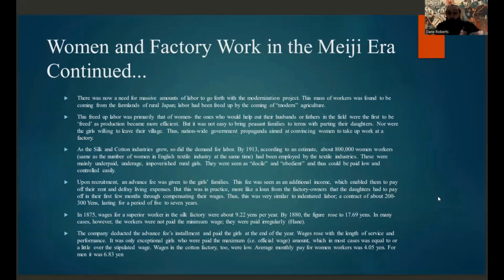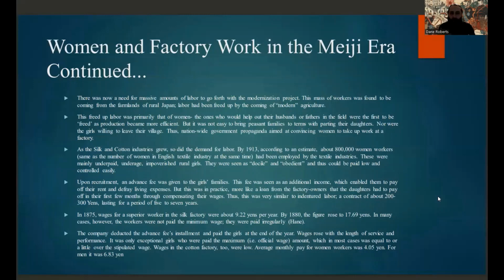Some women were better off than others. The girls' families would be given advance fees. The fee would be seen as additional income, which would enable them to pay off their rent and things like that. Wages for women, again, some women were better off. Wages for superior workers in, say, the silk factory were about 9.2 yen per year, and would eventually, in 1880, rise to 17.69 yen.